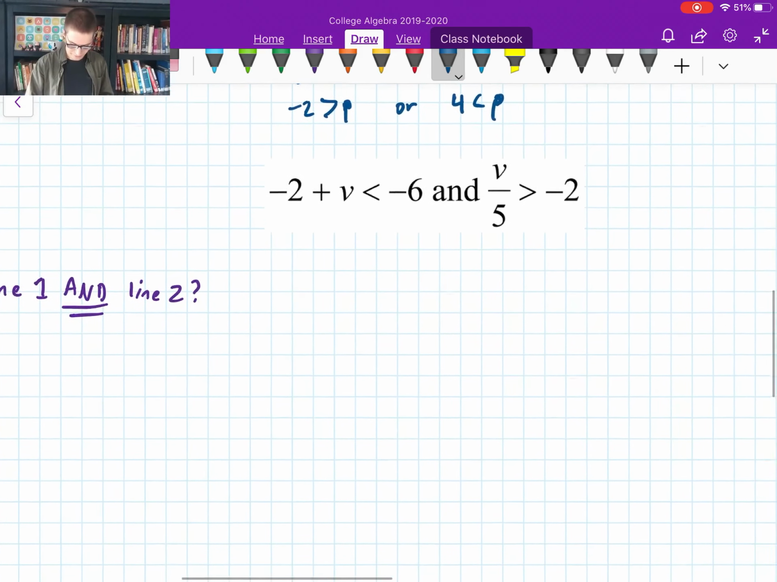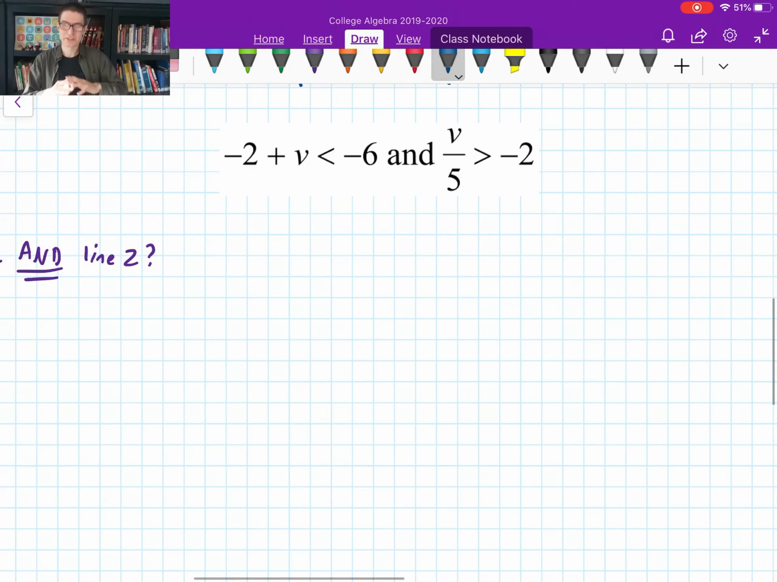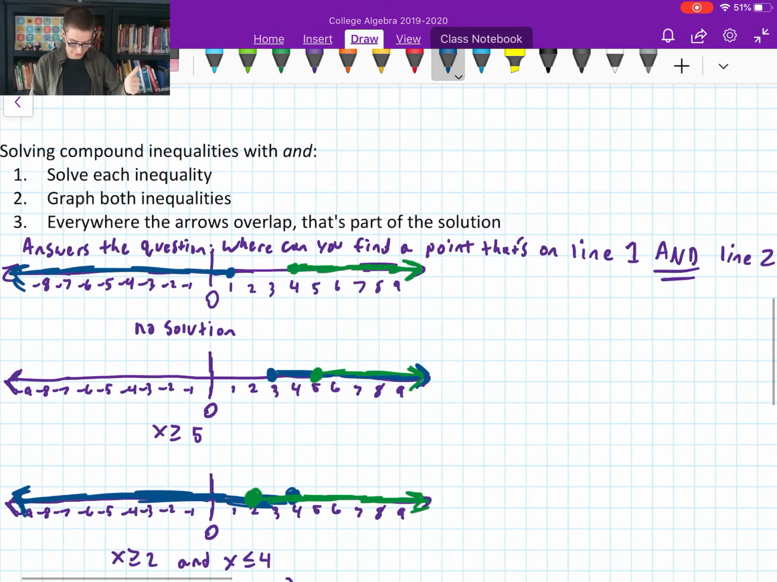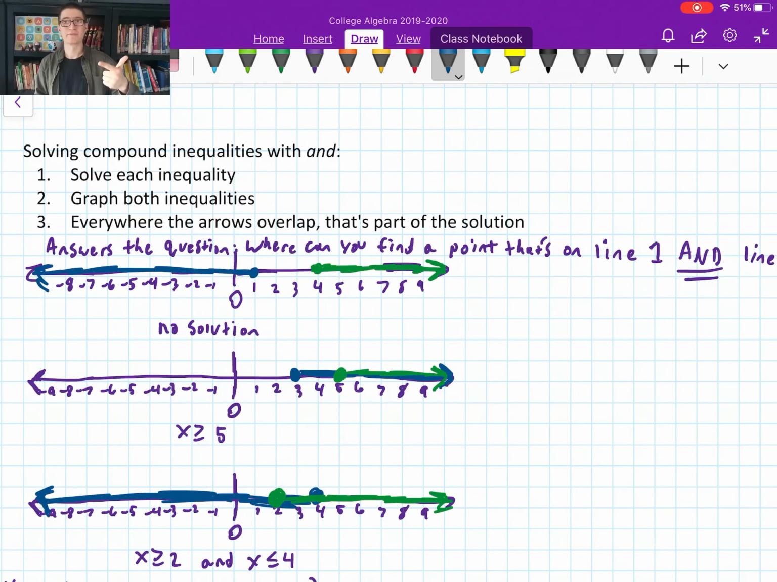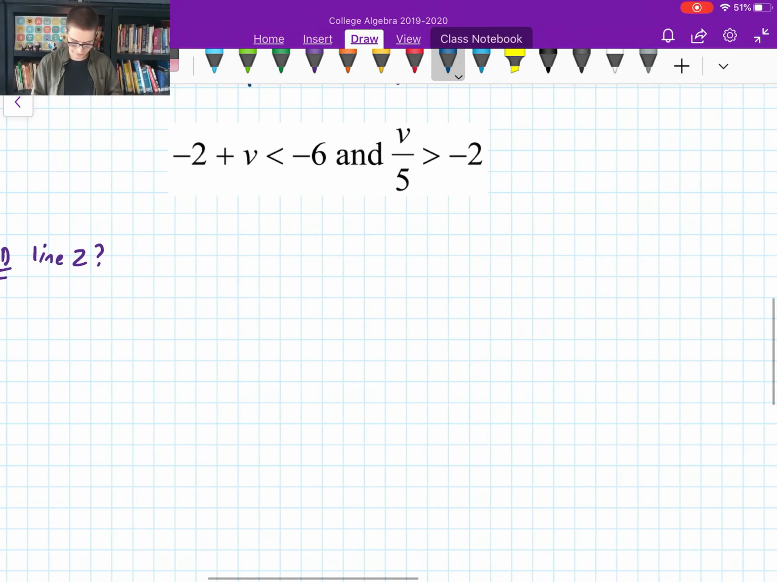For ANDs, we just think a little bit differently. We start off doing the exact same thing. The first two steps are the exact same. You solve each inequality, and you graph both inequalities. The way we analyze them will be a little bit different. So we'll first solve these and then graph them and see where we can go from here.